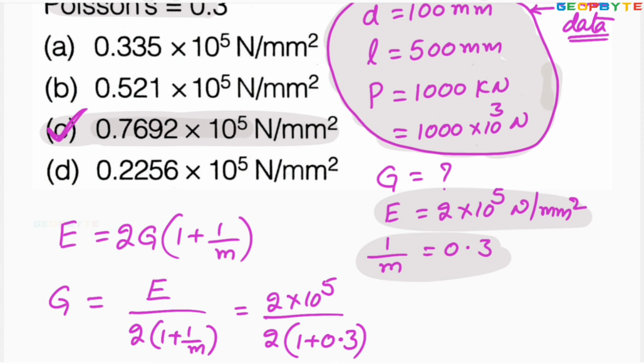Pen and paper work is very important for the numerical part. Strength of material questions are mainly numerical types. Therefore, without pen and paper practice, it is very difficult for you to answer the questions from strength of material. Therefore, the abhyas, the practice, is very important. The ladder for getting success is practice, practice, and practice.